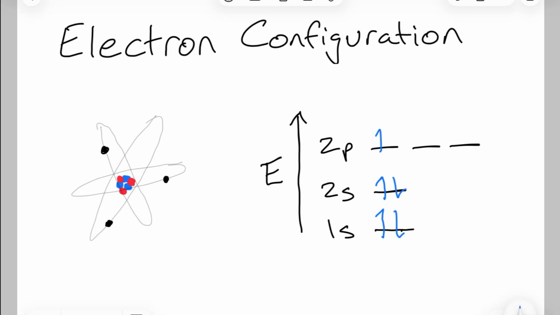In this video, we'll be going over electron configuration. So what is electron configuration? Well, this is really just a way for us to represent the electrons that are in an atom. And this is important because it helps us understand how the atoms bond and interact with each other to form molecules.